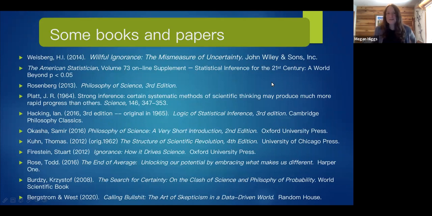Okay, so I put just some books and papers. I'm not going to read through these, and this is not an exhaustive list at all. It's just the ones that first came to mind, just to get people started if they're looking for a place to start. And that's all I have. Thanks so much.